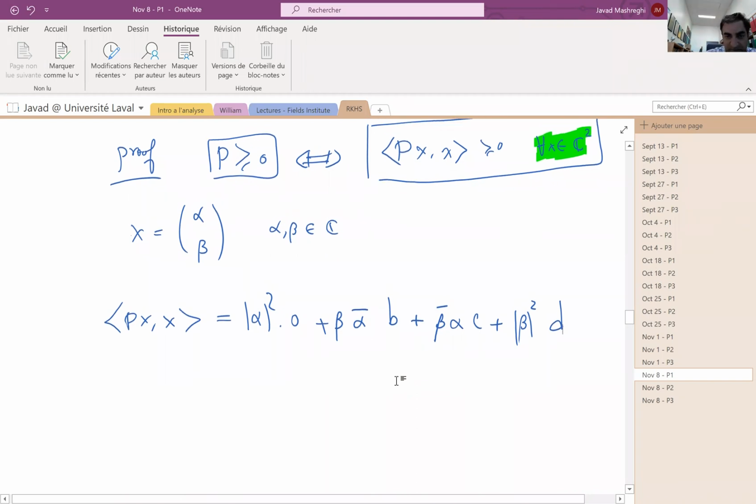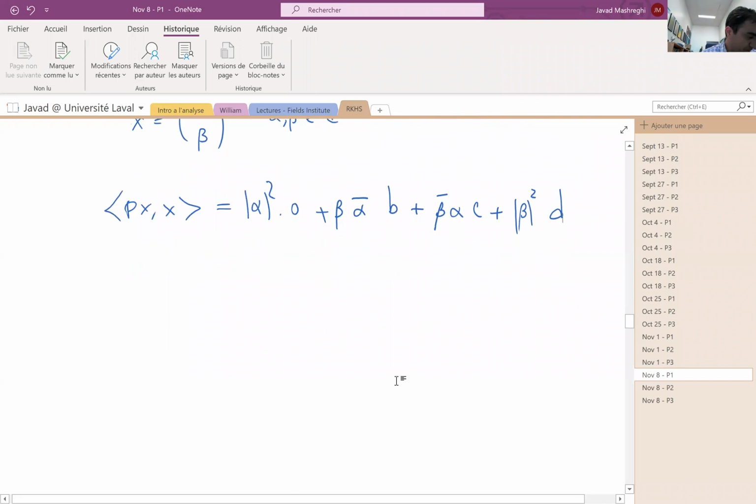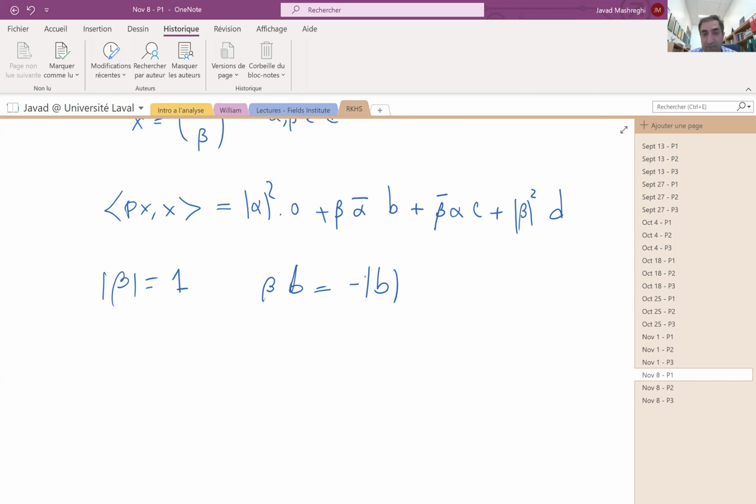Well, it's very straightforward to see that B has to be C bar and D has to be positive, right? Special choice of alpha and beta. But more than that, I choose beta such that it's unimodular, and in a sense it's the argument of B. Usually we choose this beta times B to be the absolute value of B. But also, if we add pi to the argument, we can choose beta such that beta times B is minus the absolute value of B.